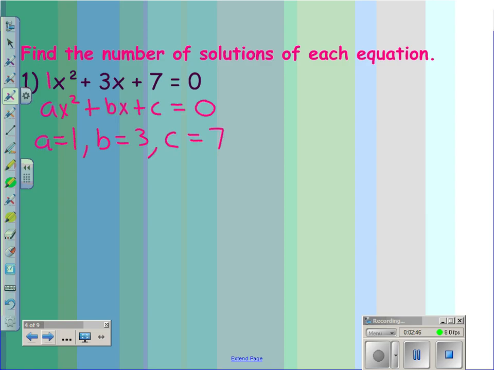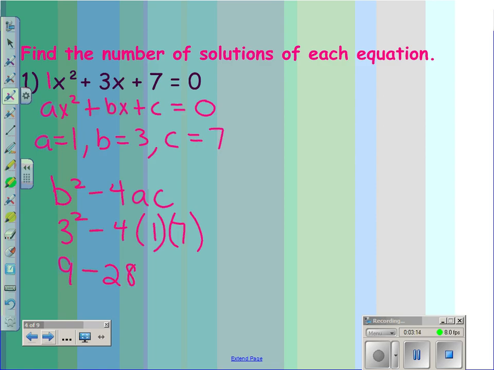The discriminant is b squared minus 4ac. So we substitute in: b is 3, squared, minus 4, a is 1 and c is 7. And then we just simplify. Order of operations tells us to do the exponent first. So 9 minus, and then I've got 4 times 1, which gives me 4, times 7, which is 28. So we have 9 minus 28, or negative 19.